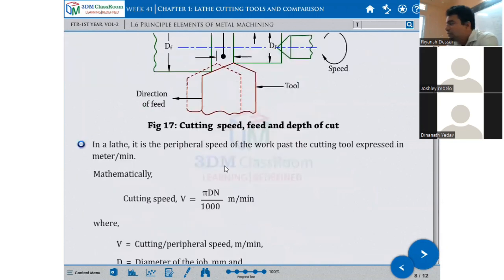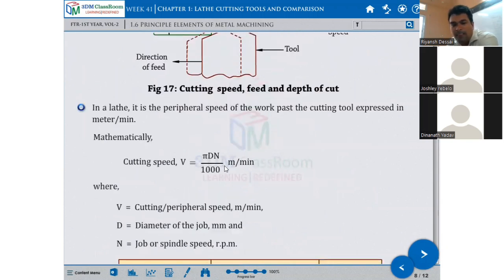In a lathe, it is the peripheral speed of the work past the cutting tool, expressed in meters per minute. Here also the unit of the speed is meters per minute, and the unit of feed is revolution per mm. Don't get confused between speed and feed. Speed means rotating speed. Feed means you are giving the depth.